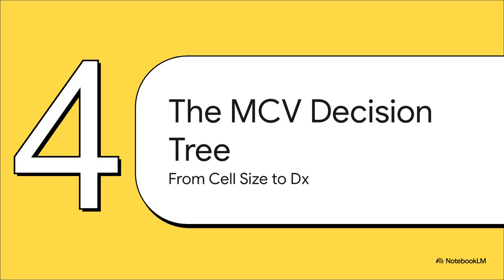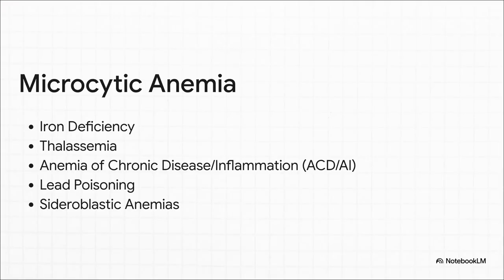All right, here we go. This is the heart of the whole approach. We're going to walk down this MCV decision tree step by step, and we'll start with that first branch. What happens when the red blood cells are too small? That's what we call microcytic anemia. So you get the labs back, and the MCV is low, let's say under 80. Your brain should immediately go to one place.